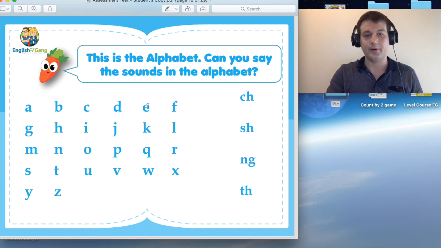If they say the letters or the names of the letters, it would be incorrect, but that's okay. Let them do it. Let them go through the assessment. You're not telling them if it's right or wrong. You're just there to see what is it that they know.